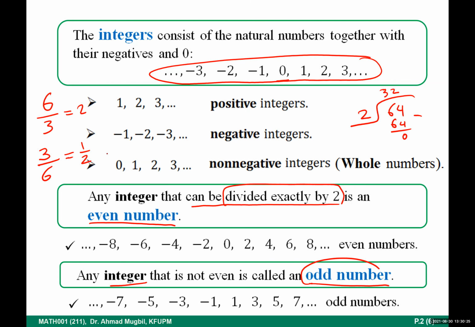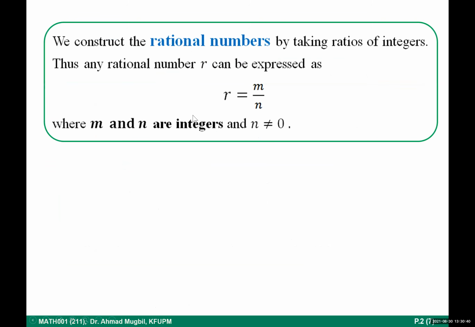It is a half. So when you have 3 bananas and 6 people, you need to give them, one of them is half. So this one is not here. It is not an integer. We need to extend it to another set. So this set that we need to extend to is called the rational numbers. What is the rational number?